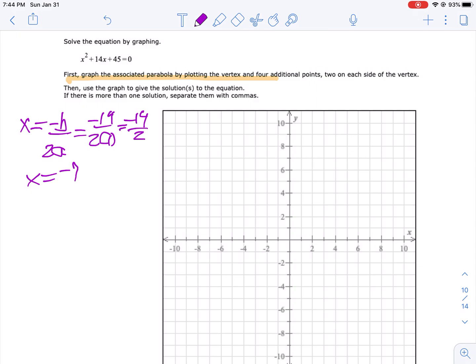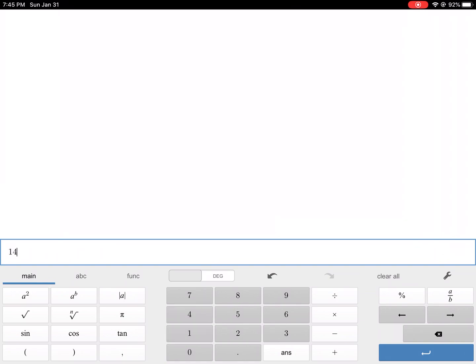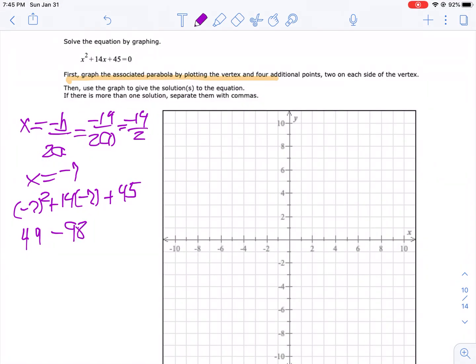Now let's find the value of the function at negative 7. So we have negative 7 squared plus 14 times negative 7 plus 45. Well, negative 7 squared is positive 49. Minus, what's 14 times negative 7? Let's use our calculator for that. If we take 14 times negative 7, we get negative 98. Plus 45. I think we'll just use a calculator.